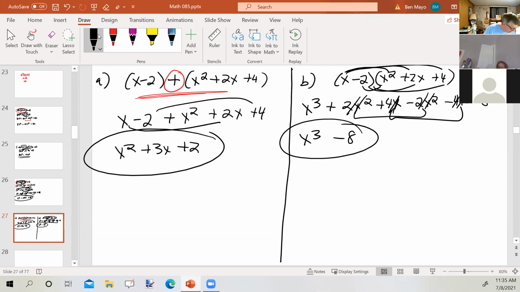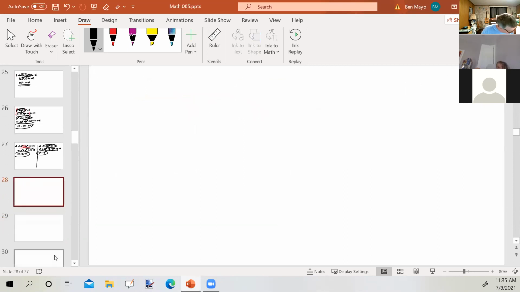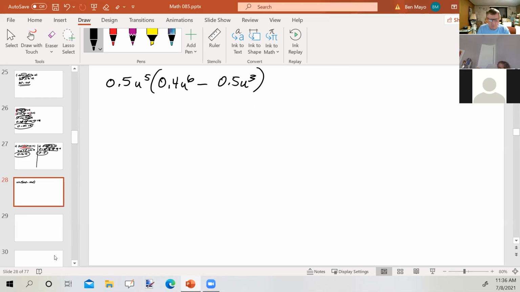Let's see here. Let's do another one involving decimals. This says 0.5 u to the 5th power times 0.4 u to the 6th power minus 0.5 u to the 3rd power. So be careful. All right, distributing.